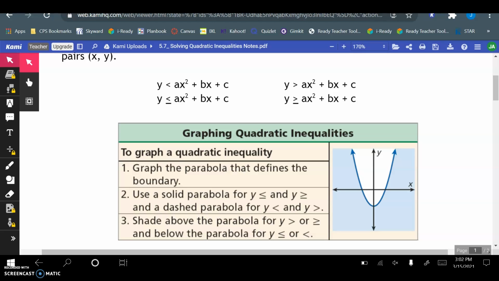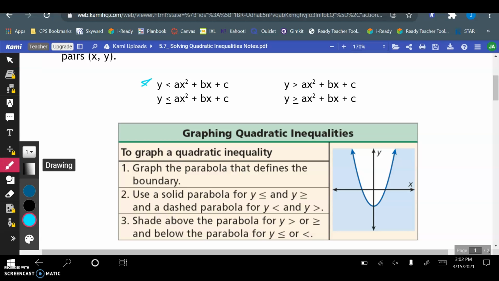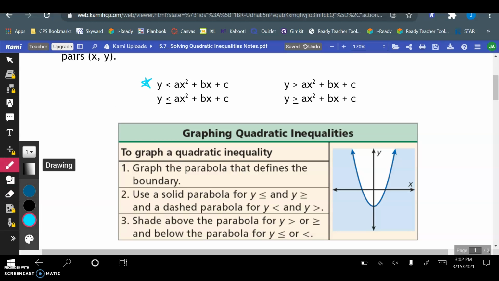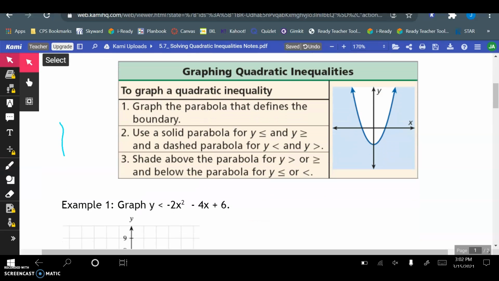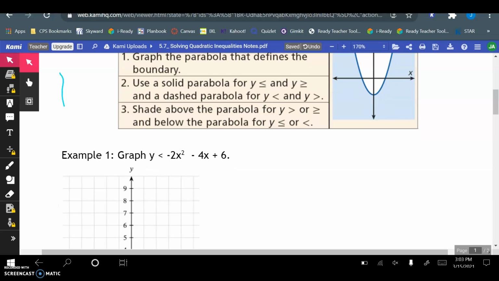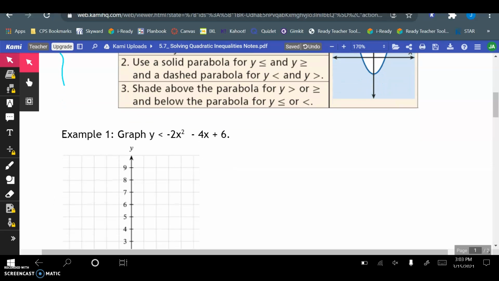The top ones that aren't underlined would be dashed parabolas, so you're going to use a dashed line. And then the bottom ones that are underlined include the parabola, so those are going to be solid lines when you draw them. In order to graph, you have to graph the parabola, then decide if it's a solid or dashed line, and then shade above if it's greater than or below if it's less than.